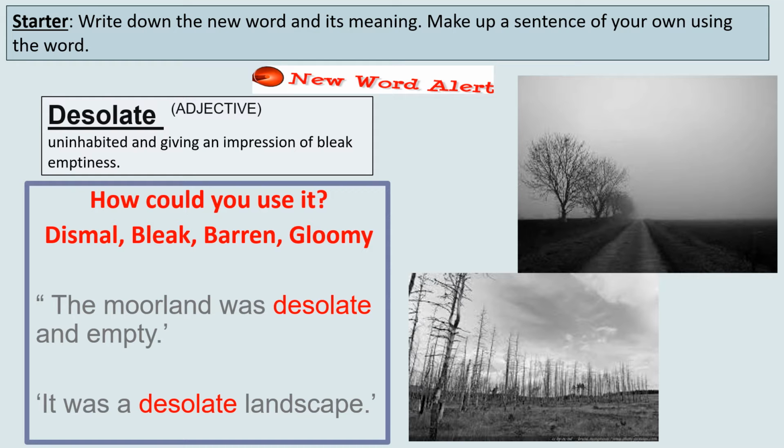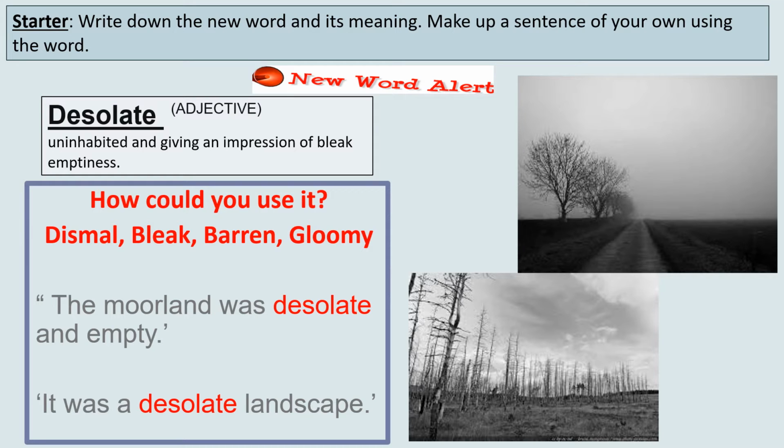So as a starter, what I would like you to do please is to write down this new word that we're going to be using today. So I'd like you to write down the word desolate and its meaning. So desolate means uninhabited and giving an impression of bleak emptiness. On the slide there are some images to try and show you what desolate looks like, and there are some examples of the word desolate being used in sentences. So desolate kind of means dismal, bleak, barren, gloomy.